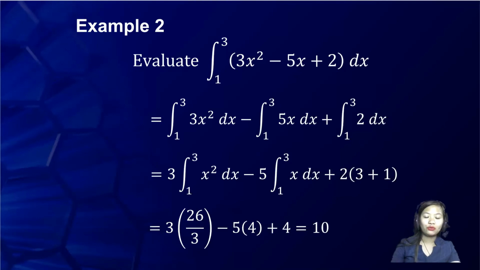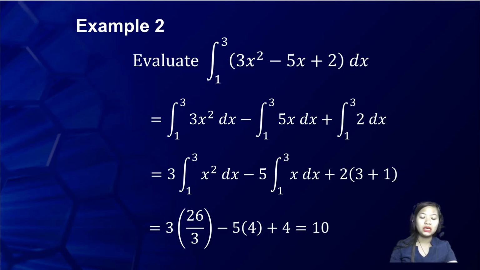Next example, evaluate the integral of 3x squared minus 5x plus 2 dx from 1 to 3. As you can see, we separate the first term, second term, and third term for us to easily get the integral. So we have the integral of 3x squared dx from 1 to 3, minus the integral of 5x dx from 1 to 3, plus the integral of 2 dx from 1 to 3. We can apply the constant multiple rule by separating the constant from the variable.